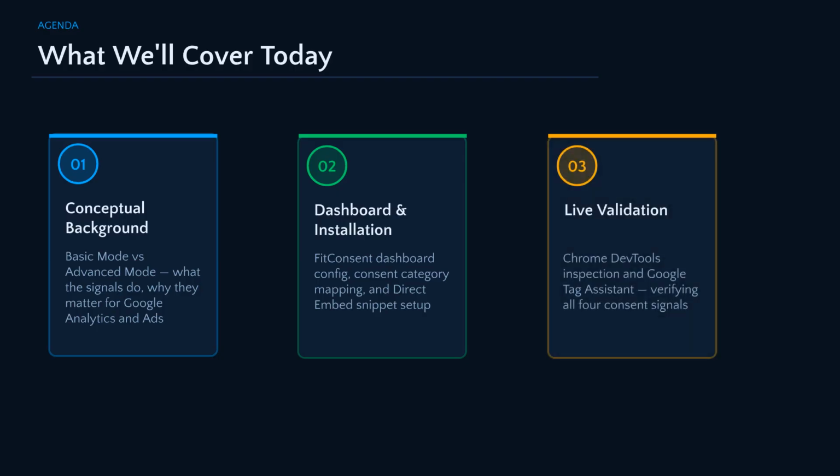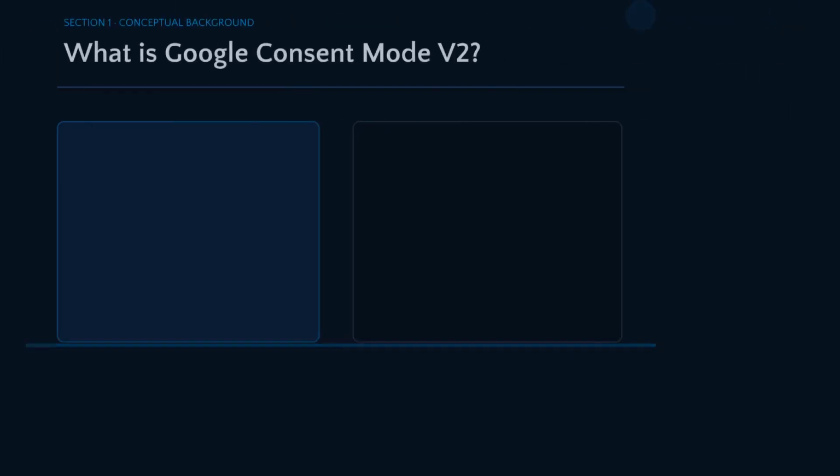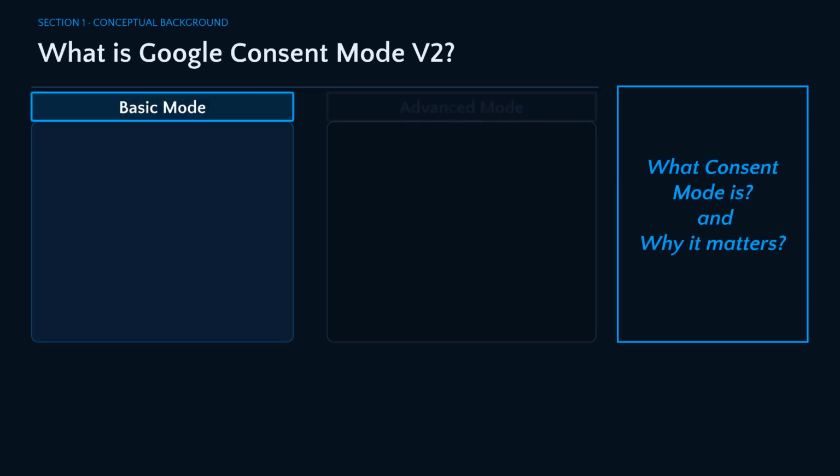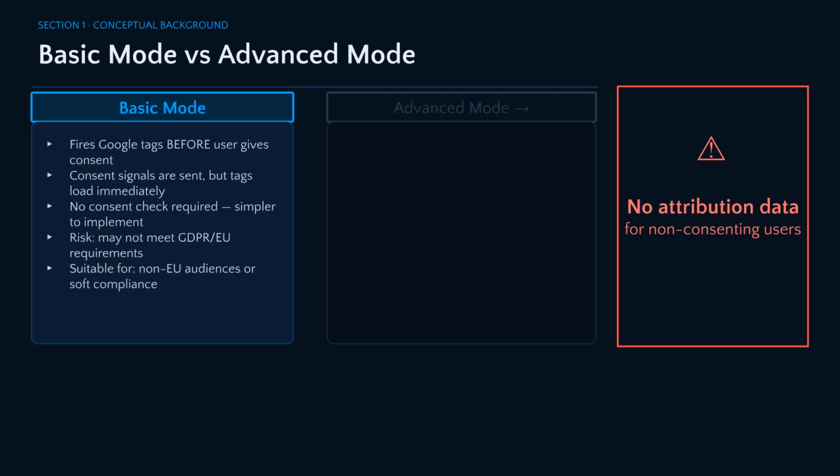Let's get started. Before we look at the dashboard, let's take 60 seconds to understand what consent mode actually is and why it matters. Google offers 2 implementation modes for Consent Mode v2. The first is Basic Mode. Tags are completely blocked from firing until the user gives consent. It's strict, but it comes at a cost. Any user who leaves without interacting with the banner is invisible to your analytics. Attribution data is simply lost.